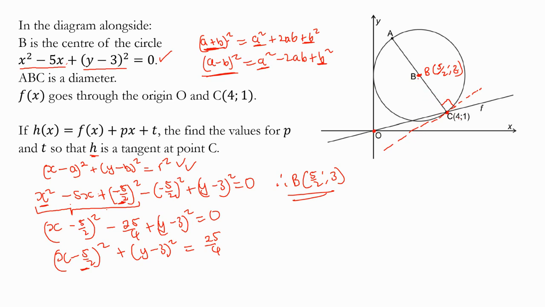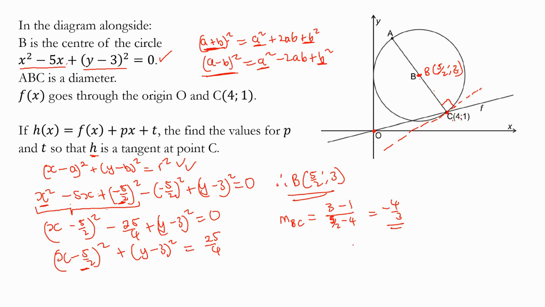So we can use the coordinates of B and C to find the gradient of BC. Now let's just do that. m_BC is equal to, let's use 3 minus 1 over 5 over 2 minus 4. If the fraction is giving problems, the calculator can even use 2.5 minus 4. So 5 over 2 minus 4. And then we get that the gradient is negative 4 over 3. So the gradient of BC is negative 4 over 3.